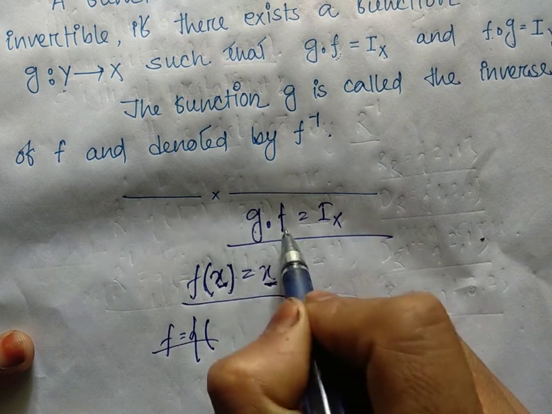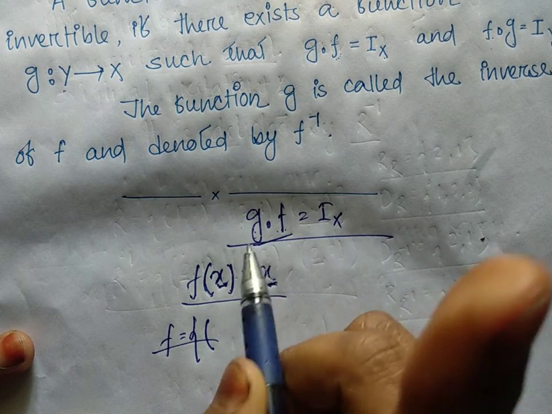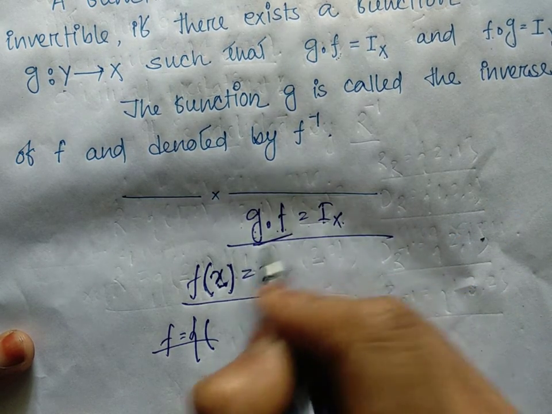That means we know that the composite of two functions is itself a function. That's why g∘f is a single function. Identity of X means it will satisfy the identity property.